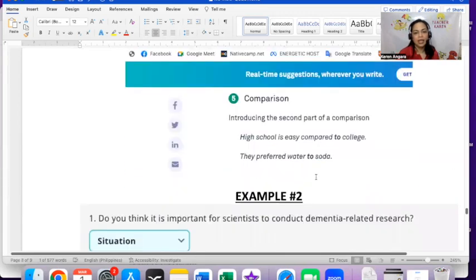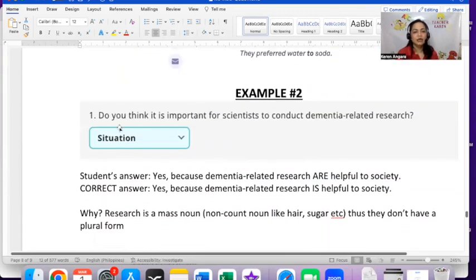And then another example is, let's say for this question, do you think it is important for scientists to conduct dementia-related research? Yes, because dementia-related research are helpful to society. You should be able to capture that. And you're going to say, just to give feedback on your grammar, it's supposed to be yes, because dementia related research is helpful to society. Because research is a non count noun, it means it doesn't have a plural form, it's always singular.